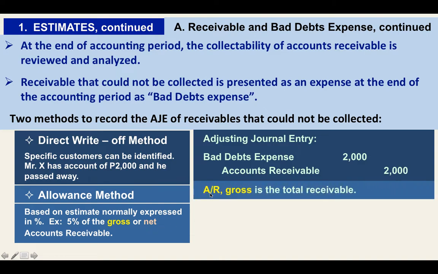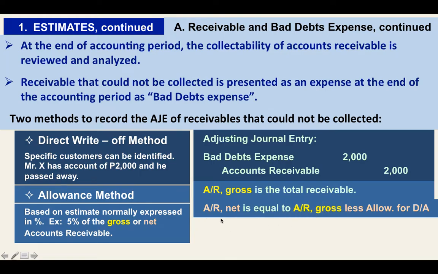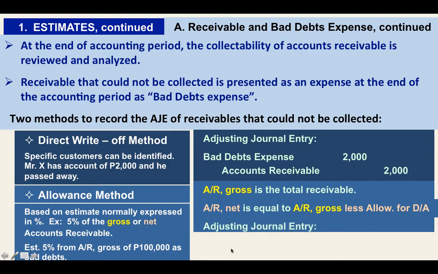Okay. Ang accounts receivable gross, okay, ganito ang presentation niya. Accounts receivable gross is the total receivable. Yung accounts receivable net is equal to accounts receivable gross less allowance for doubtful accounts. Okay. So if the estimated bad debts is 5% from accounts receivable gross of 100,000 as bad debts, so ang adjusting journal entry natin will look like this. So first, we have to compute 5% of the gross. Anong gross natin? 100,000. So 5% of 100,000.